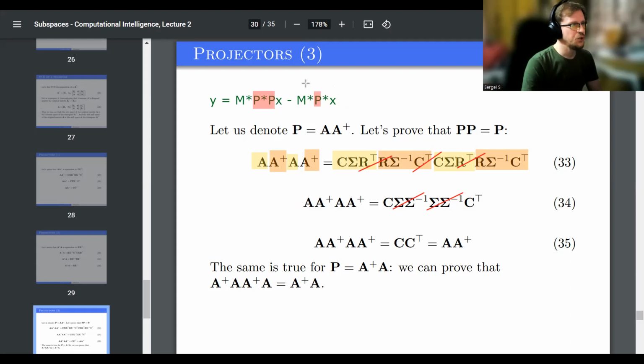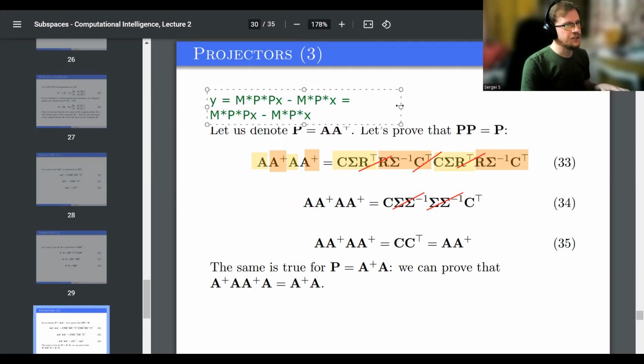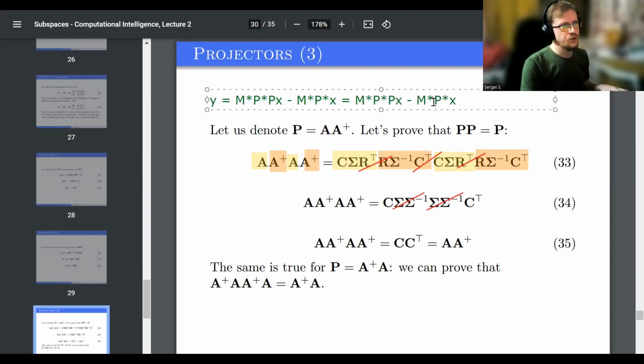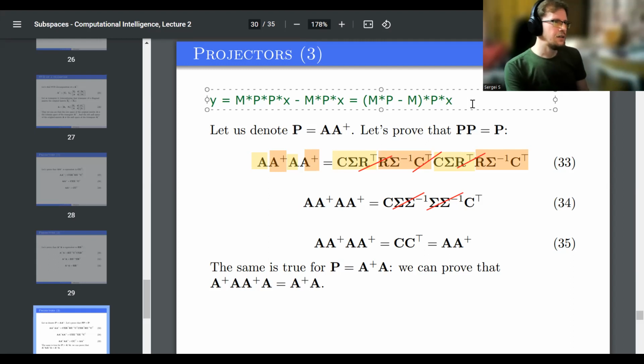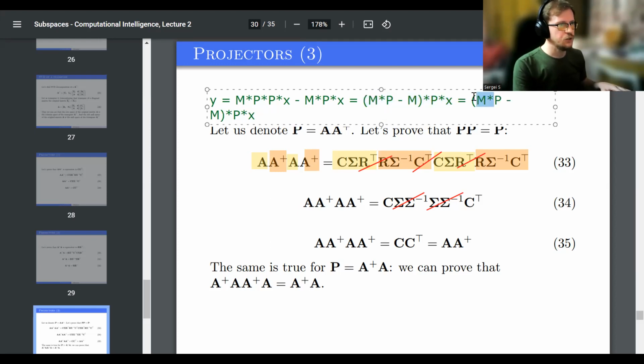For example, if you were to just continue this without knowing the property, what you would get is probably something like this, right? You start to get things out of the brackets. The only thing you can get out of the brackets is first x, p times x, right? So you'll get something like brackets, this minus m, correct? And then you can even do it like this. You can get m out of the brackets too.